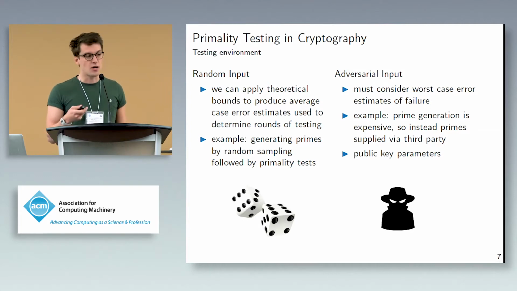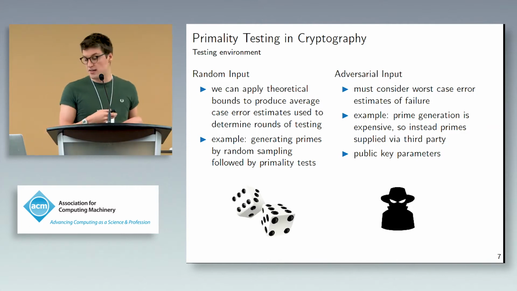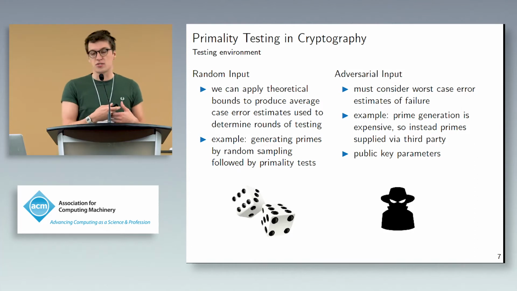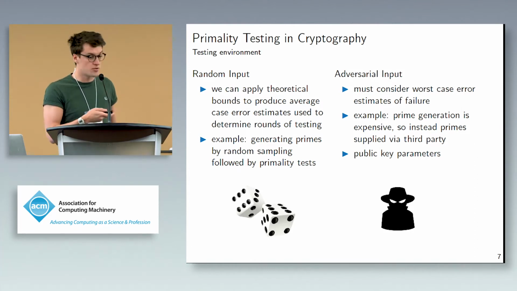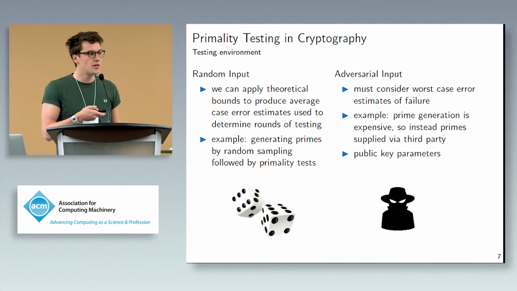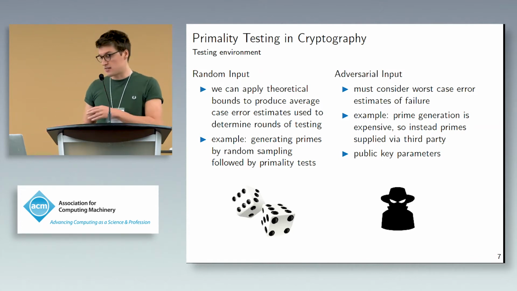So for example, if prime generation is too expensive on our particular device, we may instead opt to have the primes given to us from another source, in which case we have to validate and verify that these numbers really are prime. A good example here is within public key parameters. Throughout our talk, the libraries we see in the wild mostly are only considering this random input, and we want to test to see how they really fare against the adversarial setting.